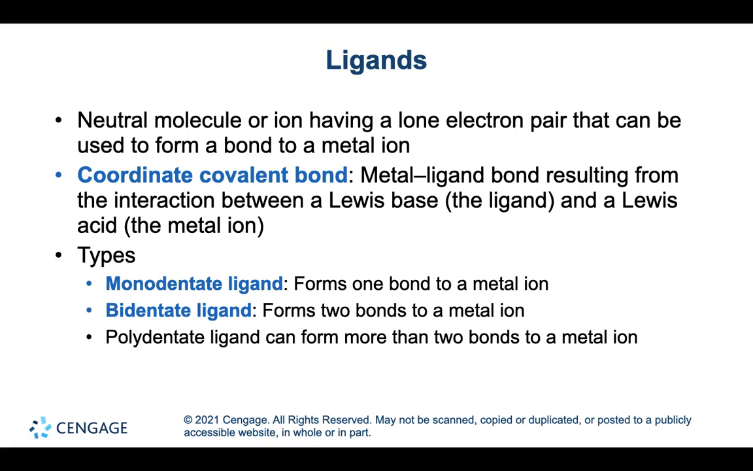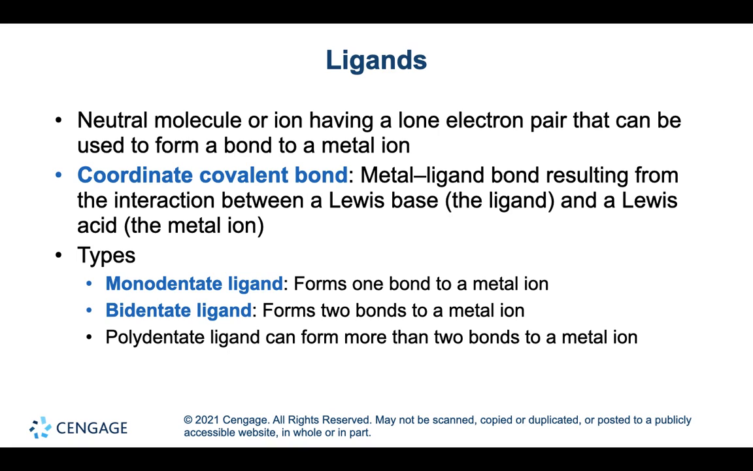The ligand is a neutral molecule or an ion with a lone pair of electrons that can form a bond to the metal ion. That type of bond is called a coordinate covalent bond, where we get the term coordination compounds. It's the metal-ligand bond resulting from the Lewis base, which is the ligand, and the Lewis acid, which is the metal ion. If the ligand forms one bond to the metal ion, it's called a monodentate ligand.